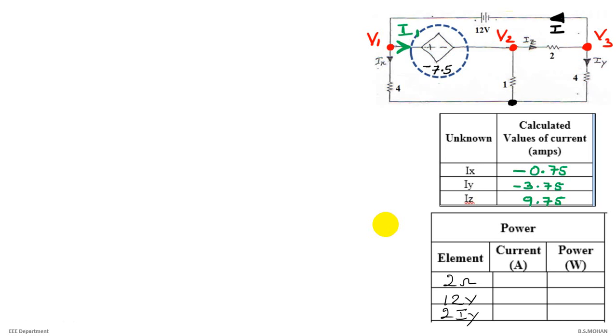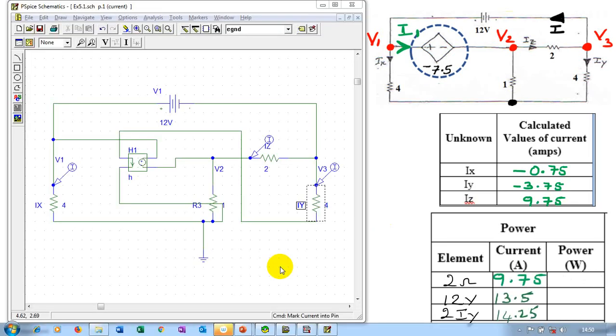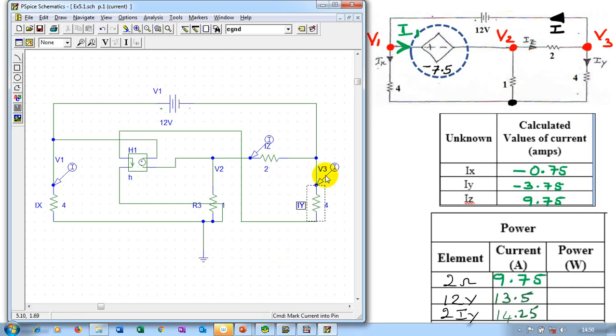Right? How do we find it? We have found the currents, and then we find the power. So let's see one by one. Let's start with the 2 ohm. Let us first find the current 9.75, and then let us see what the power is. So current through the 2 ohm. Which current is that? That is nothing but Iz.